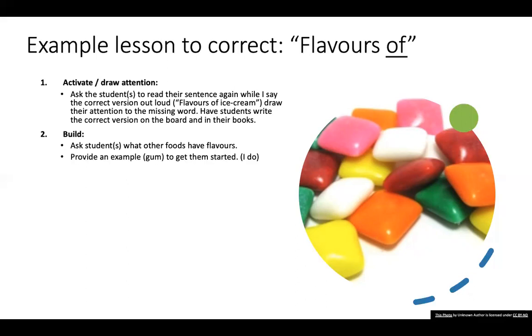I could teach the rule through induction. Or in other words, we could figure out that when it's a flavor in the food, we need to say flavor of food. But when it's the flavor followed by the copula is or are, then there's no of. It's just flavor is.